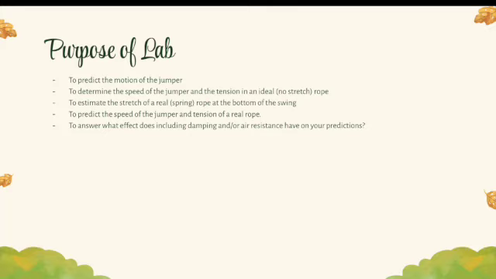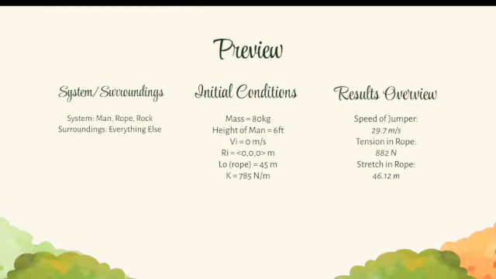Starting out with the purpose of the lab, the purposes were to predict the motion of the jumper, to determine the speed of the jumper and the tension of the rope in an ideal setting, so no stretch, to estimate the stretch of a real spring or rope at the bottom of the swing, to predict the speed of the jumper and the tension of a real rope, and to answer what effect does including dampening or air resistance have on my predictions.